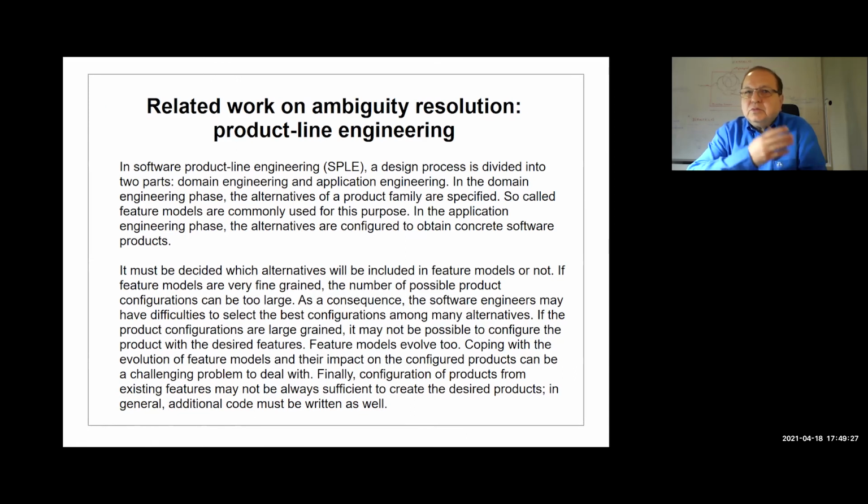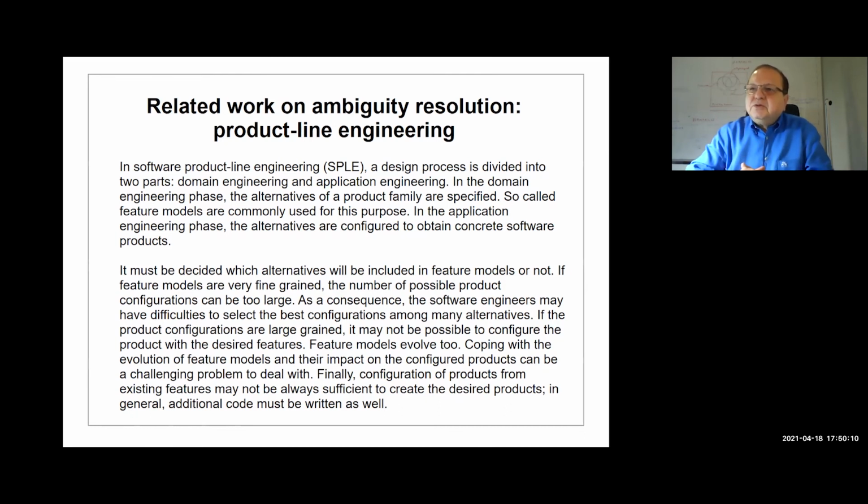You may also use product line engineering techniques. So let us remember what the product line engineering approach is. In product line engineering, a design process is divided into two parts, domain engineering and application engineering. In the domain engineering phase, the alternatives of a product family are specified. Most of the time you use, for example, feature models. In the application engineering phase, the alternatives are configured to obtain concrete software products.